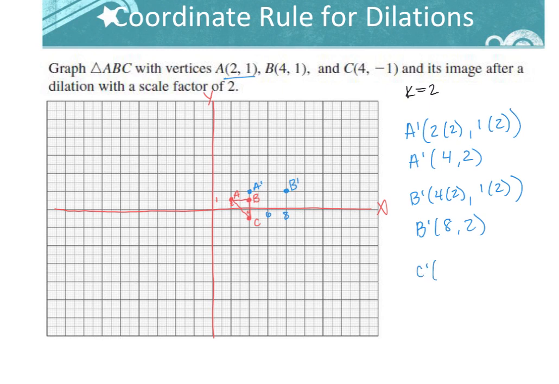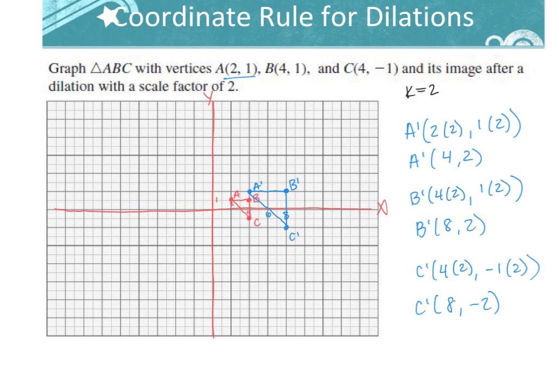C prime is going to be 4, -1, okay? So we're going to take the 4, multiply by 2, and take the -1 and multiply by 2. In this case, C prime is going to be 8, comma, -2. Move over 8, go down 2, this is C prime. Go ahead and connect all of these points in blue, and we've got an enlarged image or an enlarged dilation of ABC, okay?